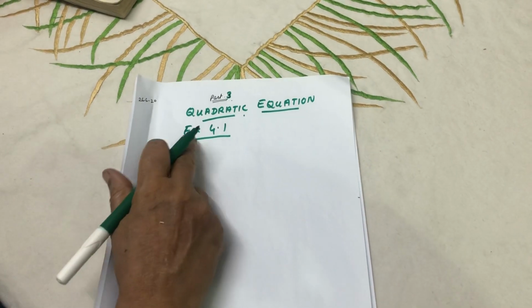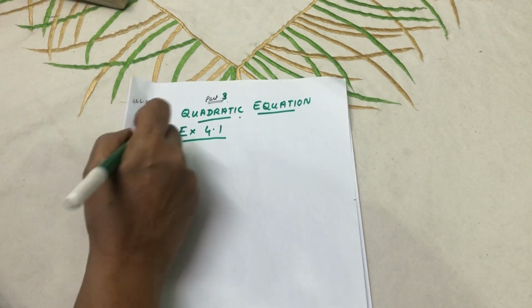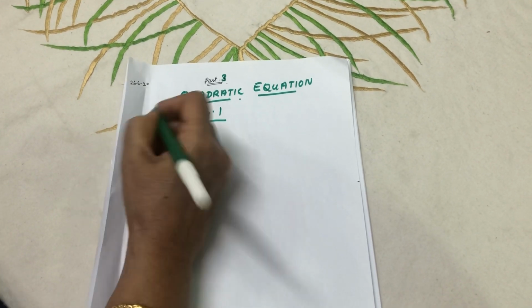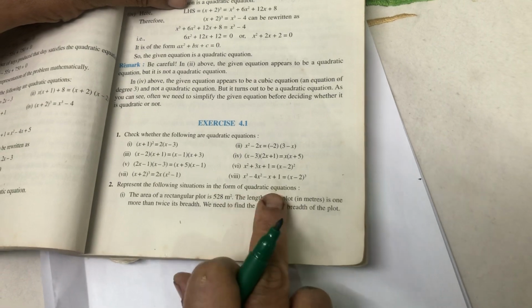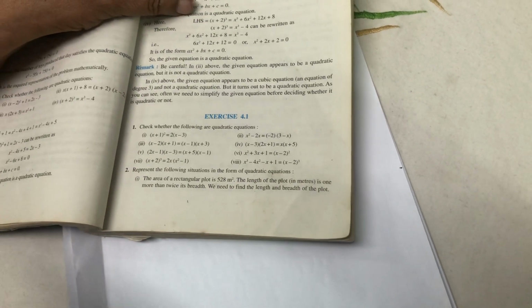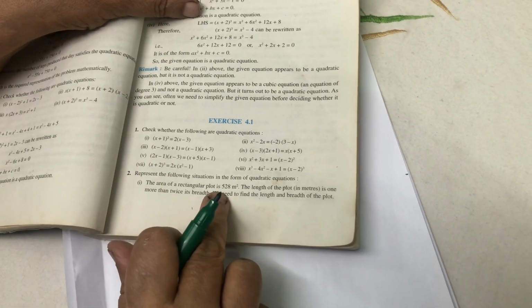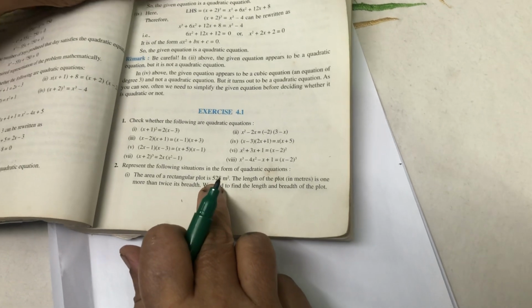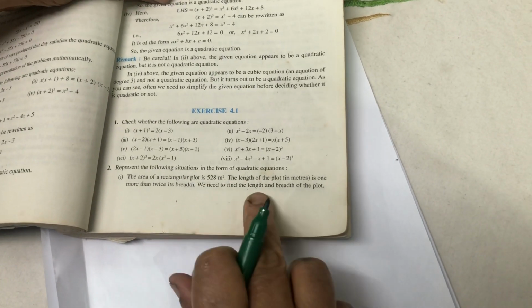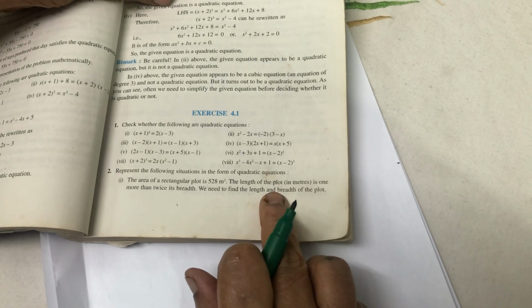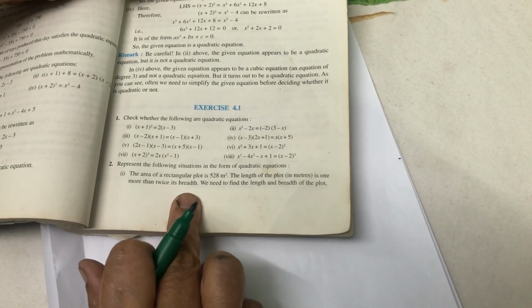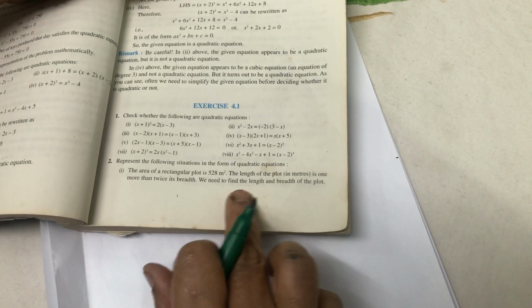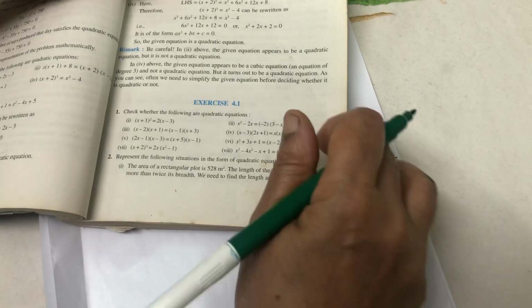Quadratic equation exercise 4.1, question number 2. Represent the following situations in the form of quadratic equations. The area of a rectangular plot is 528 meters squared. The length of the plot is 1 more than twice its breadth. We need to find the length and breadth of the plot.